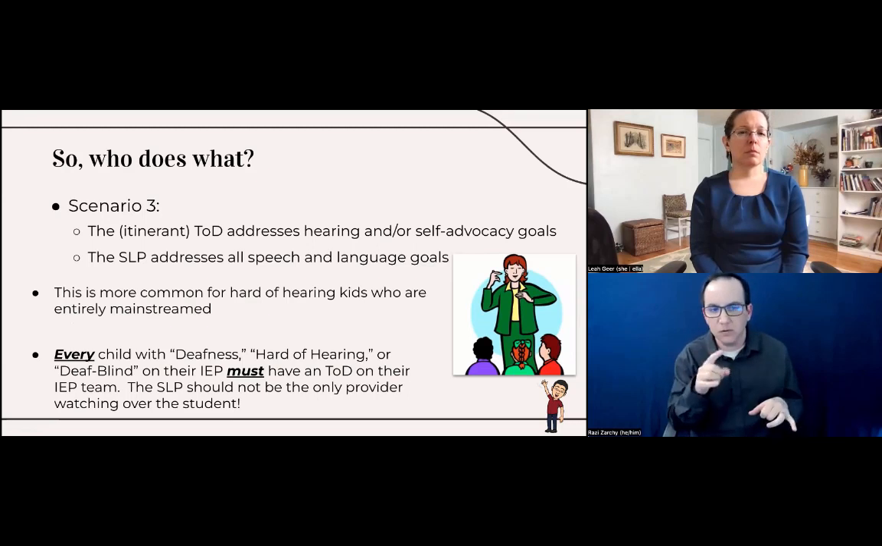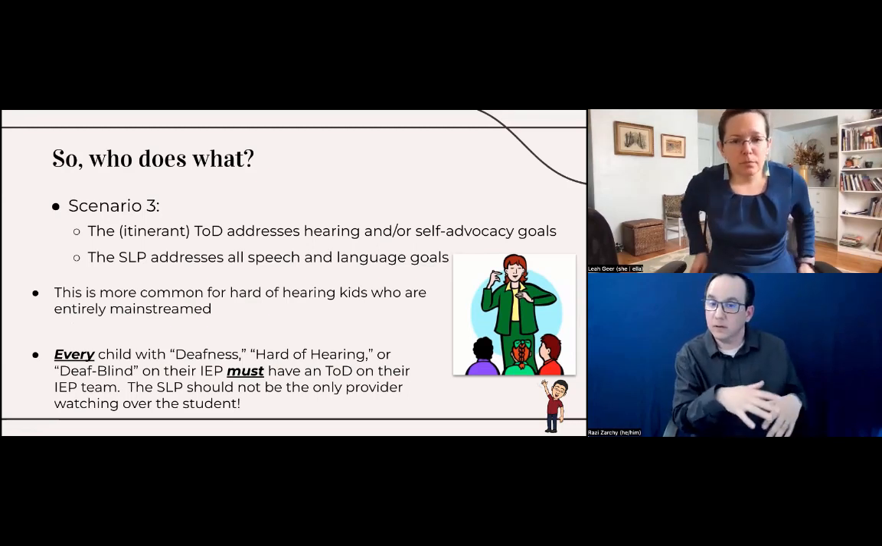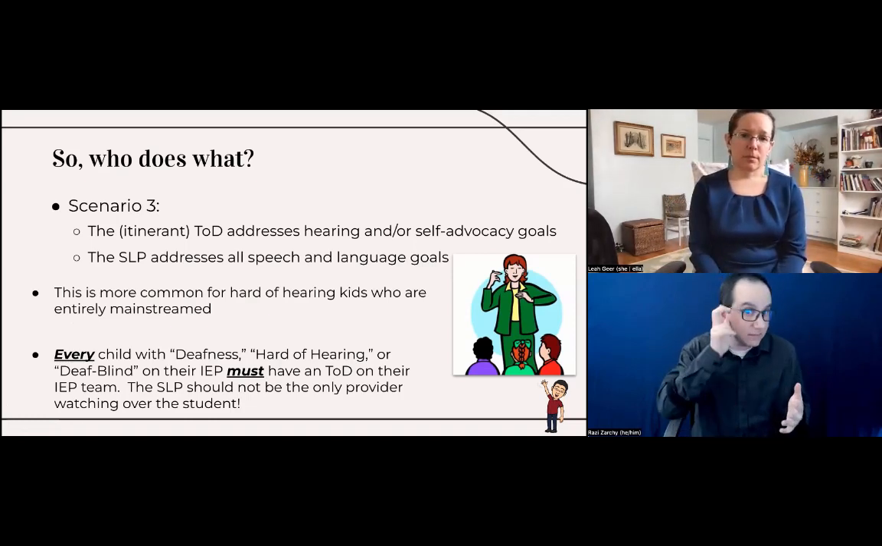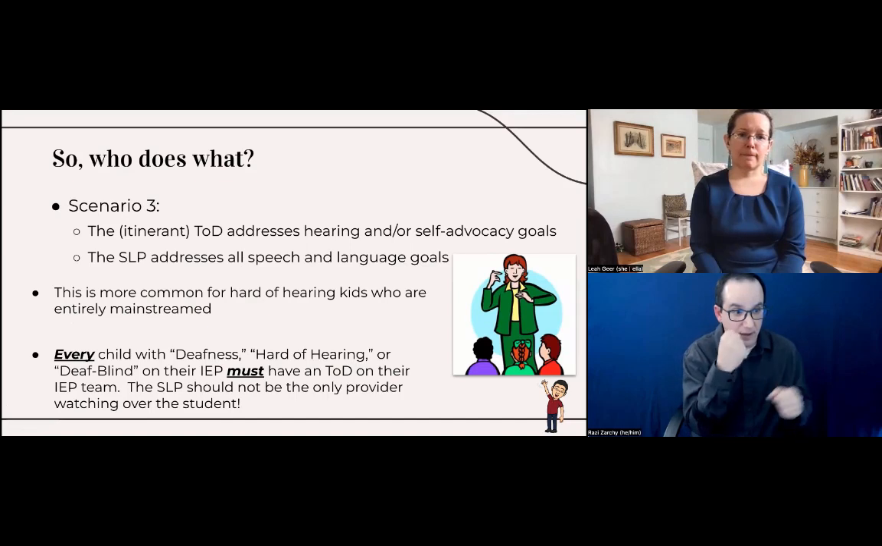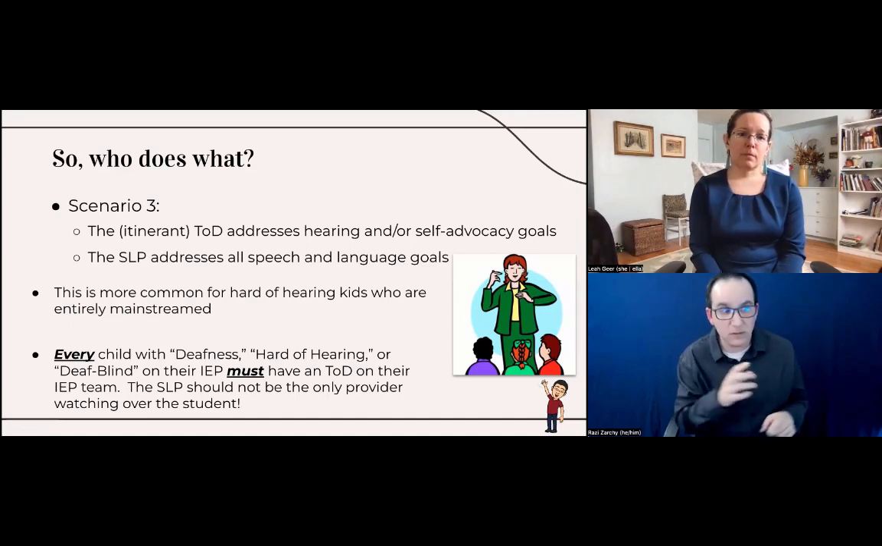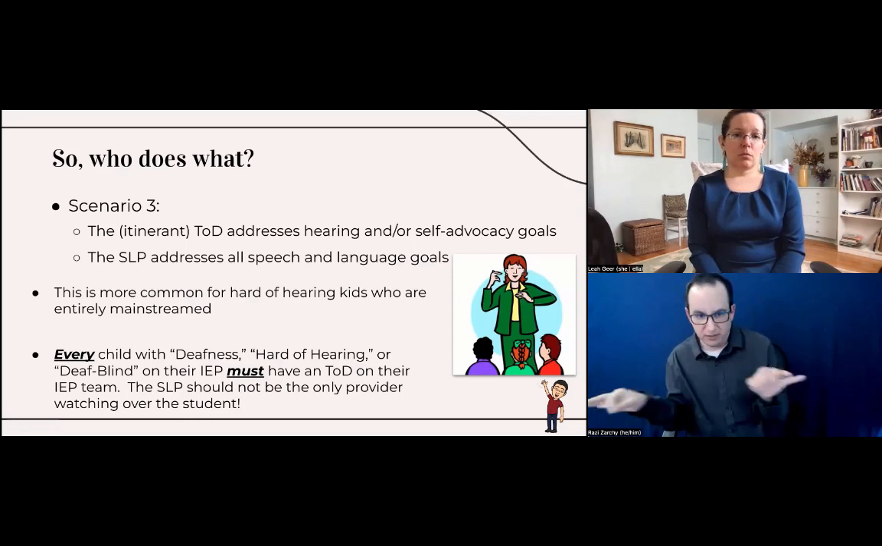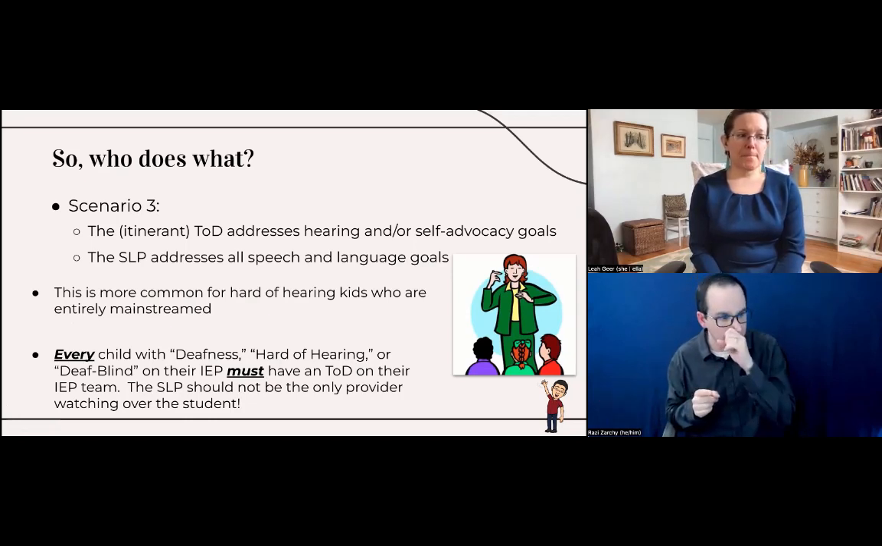Another scenario that is very common for hard of hearing kids in a public mainstream school: the teacher of the deaf addresses hearing or self-advocacy goals and skills, and the SLP would take on all of the speech and language goals.